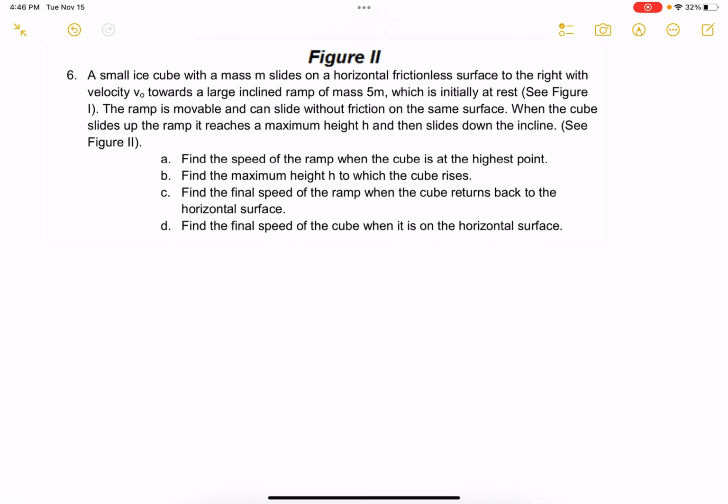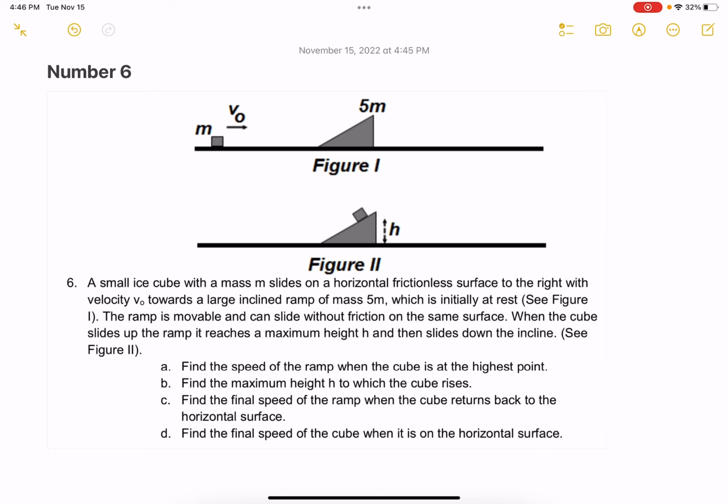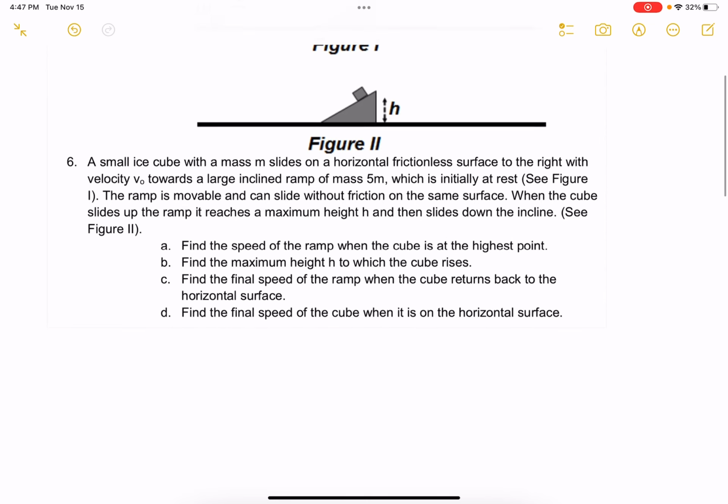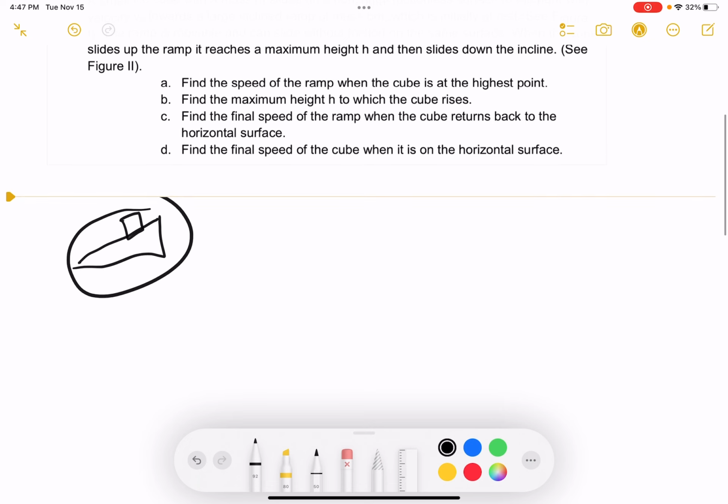This is definitely one to think about, okay? But there's actually an important key thing. When the block is at the highest point here, that means that it is not moving relative to the ramp, okay? Which means we can treat this whole thing as just one big object. So you can set this up using momentum, but to me it's a great opportunity to use the velocity of the center of mass, okay? If it's one object, then the velocity of that one object is the velocity of the center of mass.